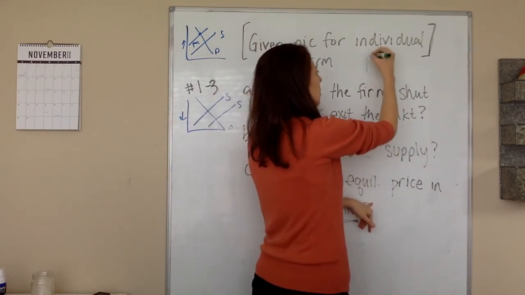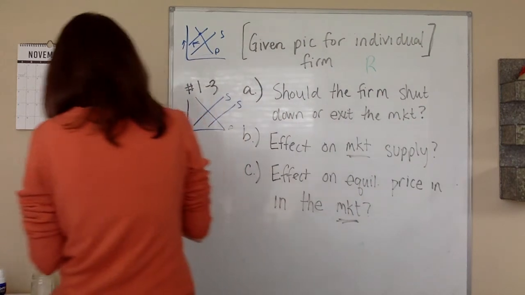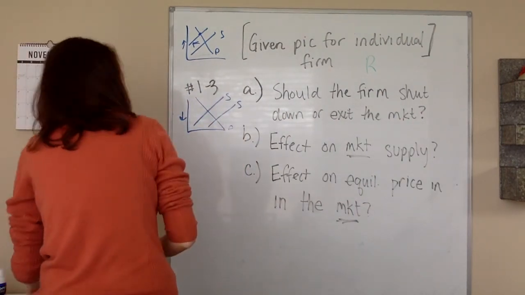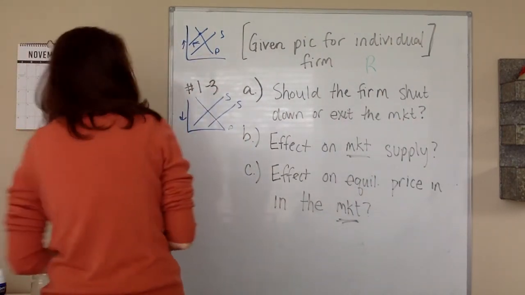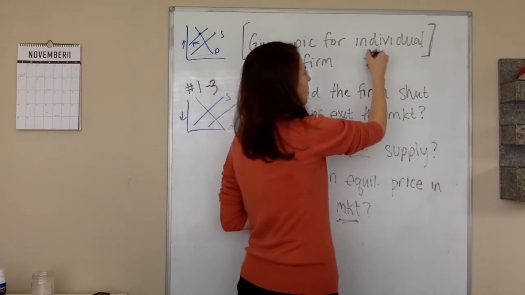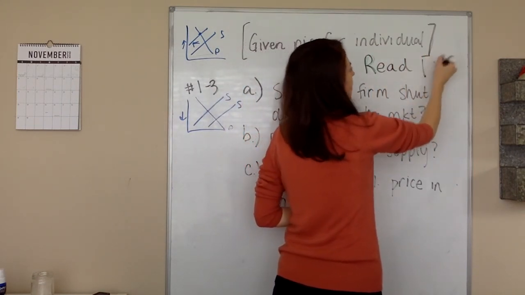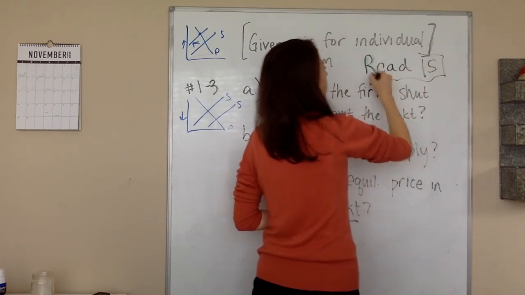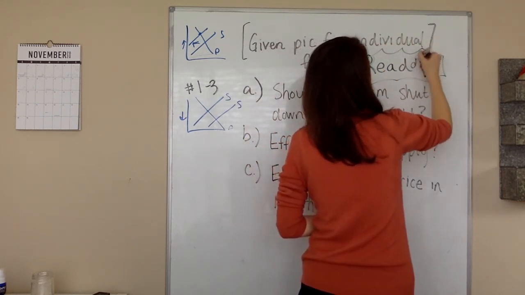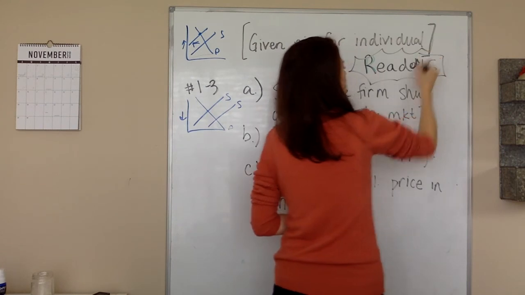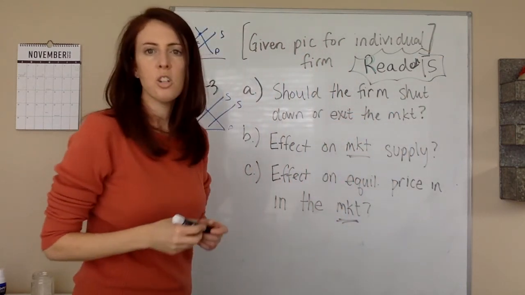So on your own, read chapter 15 for next class. It's about monopolies, so kind of interesting. And that will get you up to speed for the lecture.